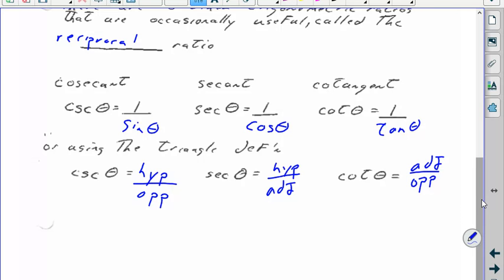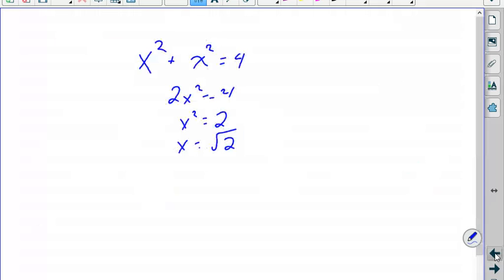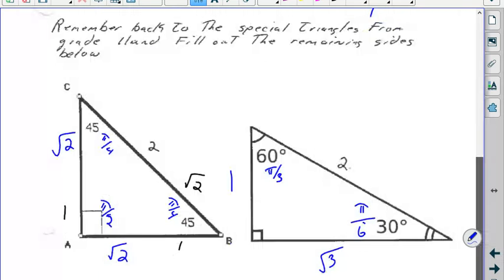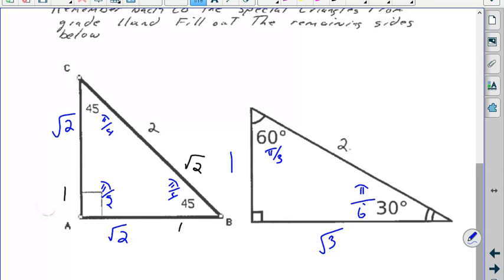Now if we go back to our special triangles, we don't have to memorize anything off our special triangles if we know the definition. So if I wanted to know cotangent of pi over 6. Tangent is opposite over adjacent. Cotangent is its reciprocal. So cotangent of pi over 6 would be adjacent over opposite, or square root 3.